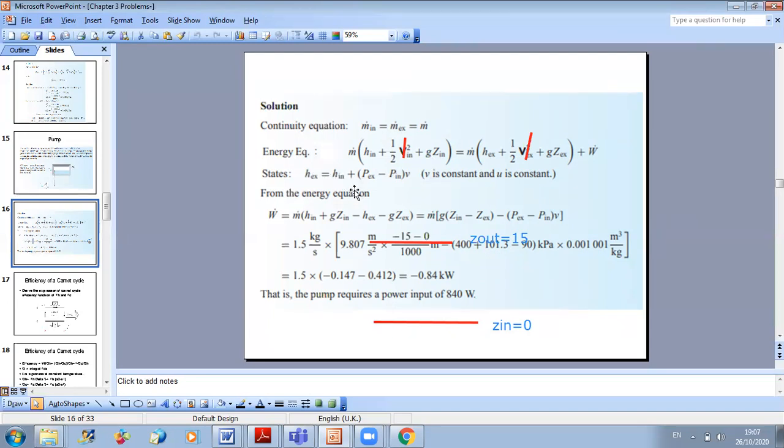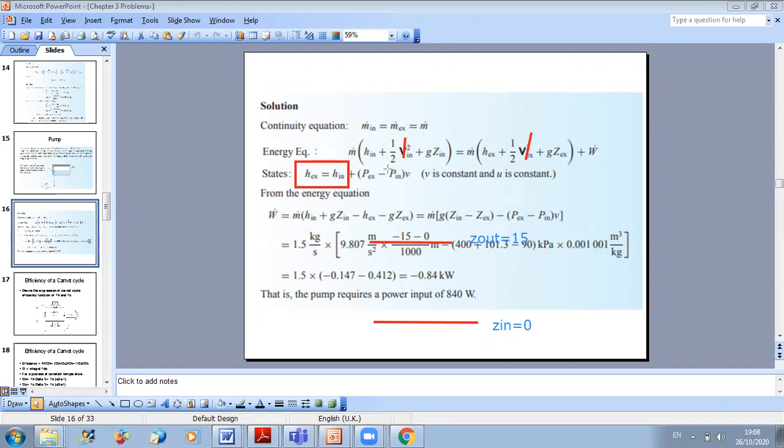So, replacing in the energy equation, in this case we just need the difference between H inlet and H outlet. No need to find each one. Why? Because when you take it to the other side, you will have H inlet minus H outlet, so what you care about is the difference. And the difference between H in and H out is P exit minus P inlet times V. So you can deduce that here.